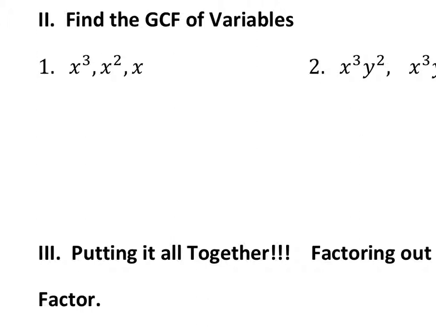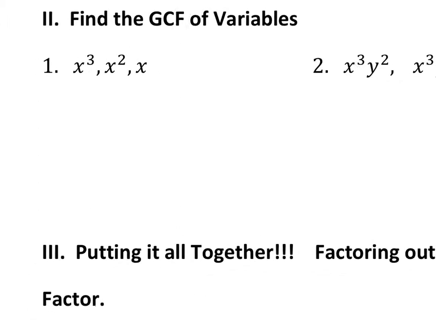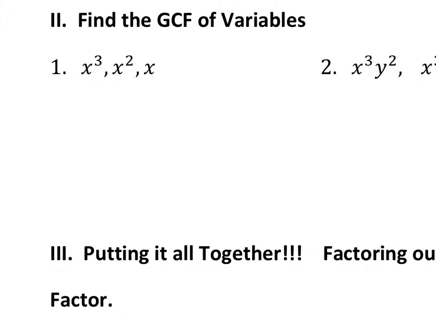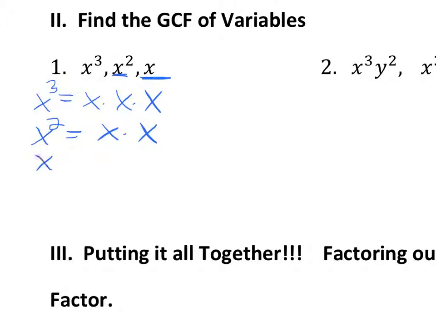Now if I have X cubed, I'm going to rewrite X cubed. If I write all the factors of X cubed, there are 3 factors of X. This is the same thing, X times X times X. This X squared, if I write out all the factors, it's X times X. And for this X, there are no real factors to it. You only have one X, so I'm just going to list X.